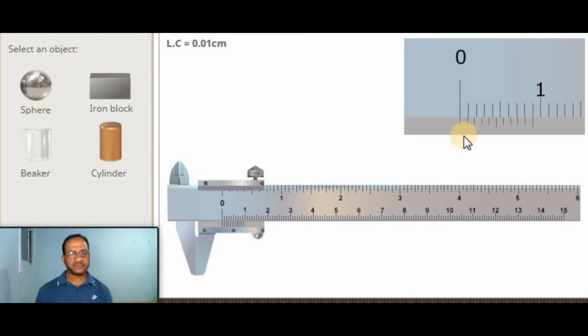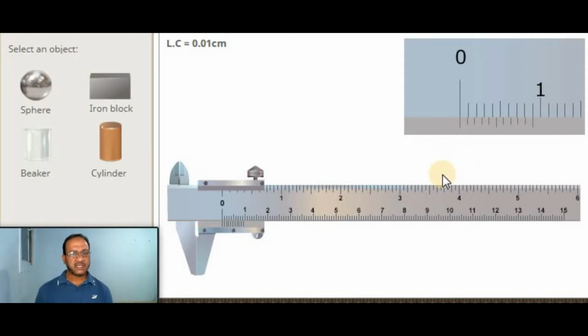The next line, therefore 1 VSD is equal to 9 by 10 MSD. That is, 1 VSD is equal to 0.9 MSD. It means 1 Vernier scale division is equal to 0.9 main scale division. The next line, 1 MSD is equal to 1 millimeter. The main scale divisions are in millimeters, so 1 MSD is equal to 1 millimeter. The next line, therefore 1 VSD is equal to 0.9 millimeter.